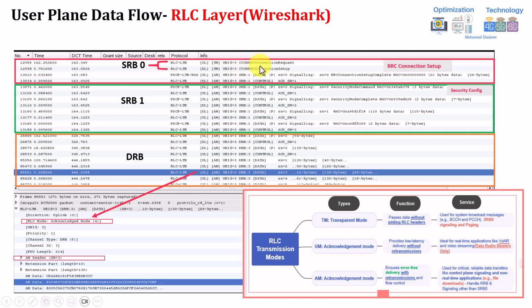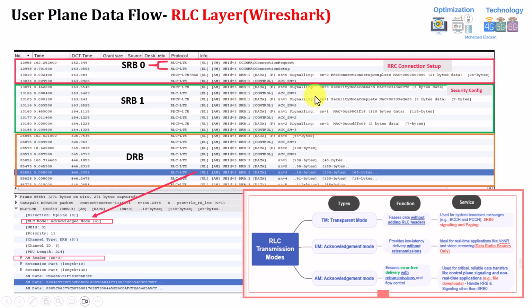There is no acknowledgement, no retransmission, nothing at all. Once you move to SRB1, as you can see here, this is using a sequence number, MAC, but this requires an acknowledgement again, because we're using the acknowledgement mode for SRB1.